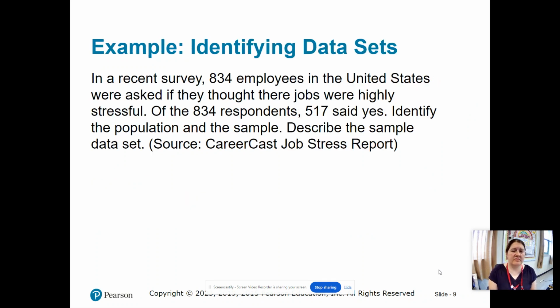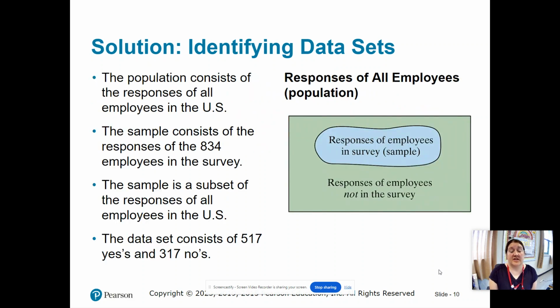So let's practice. Let's see if we can figure out what the sample set of this problem is. Out of the 834 employees in the United States, pause the video, read it, and the 834 employees is only part of the United States. So every adult in the United States is the population. And the responses of just the employees is the sample.